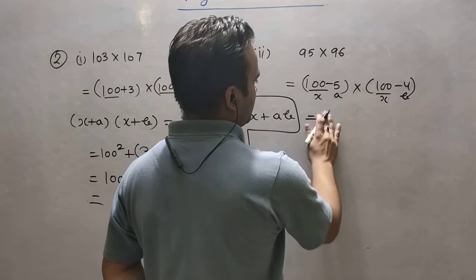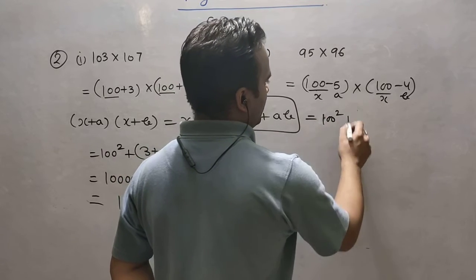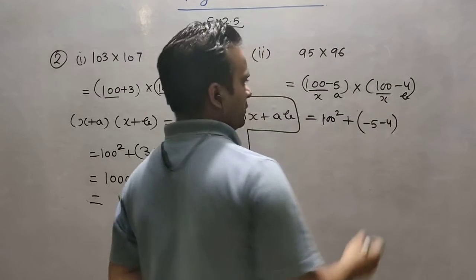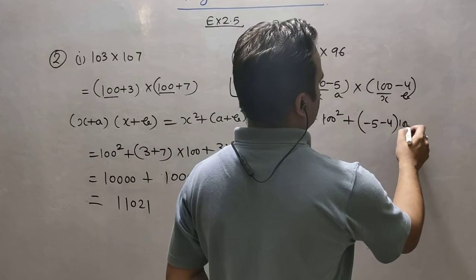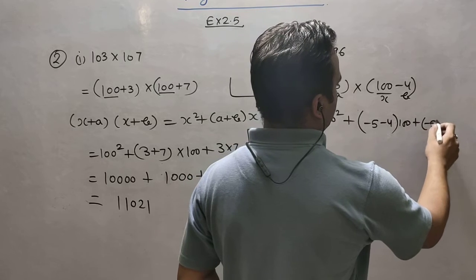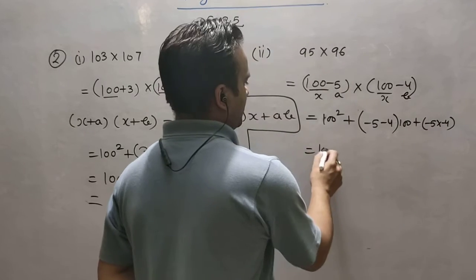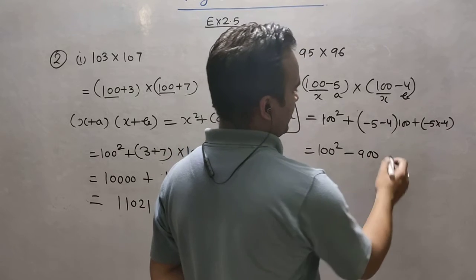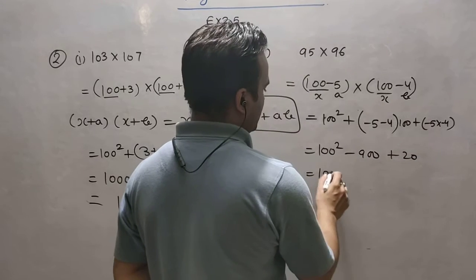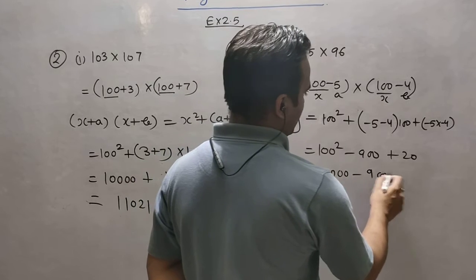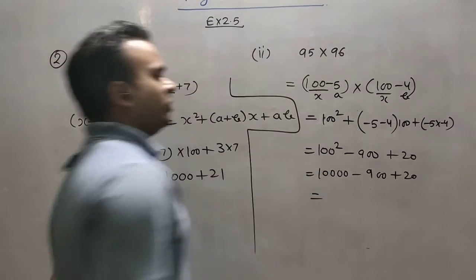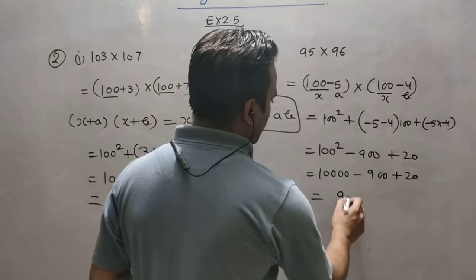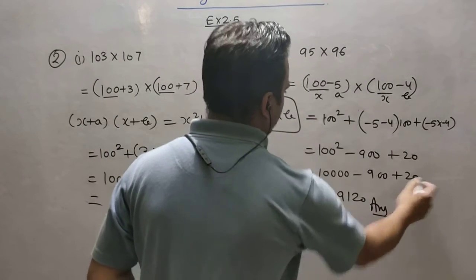So x square means 100 square, then plus a minus b, a plus b, but both are in minus, so we will put here with their symbol. And what is x? 100 plus minus 5 and product of both of them. So 100 square, it is minus 9, and minus 900 we can write, it is 20, and it is 10,000 minus 900 plus 20. 10,000 minus 900, what will it be? 9,100, right? So 9,120. Because 20 we have to add.